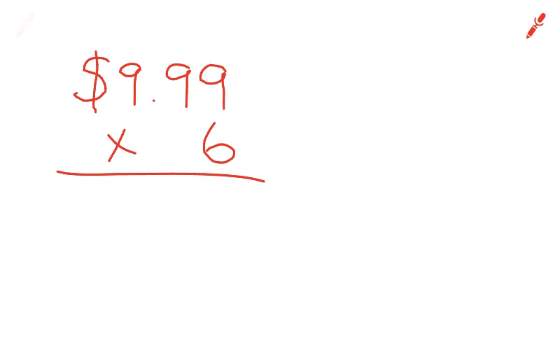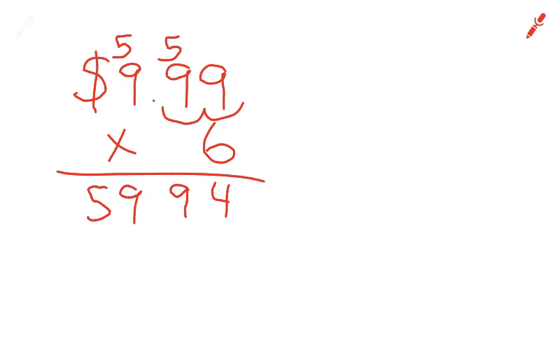So we got to multiply it. 6 times 9 gives us 54. I'm going to put a 4 here, carry the 5. 6 times 9 is 54 again, but plus the 5 gives us 59. Carry the 5 again. And 6 times 9 again is 54 plus the 5, 59. This decimal is 2 places over. So we're going to bring it 2 places over in our answer and bring down the $ sign. That is our exact answer.